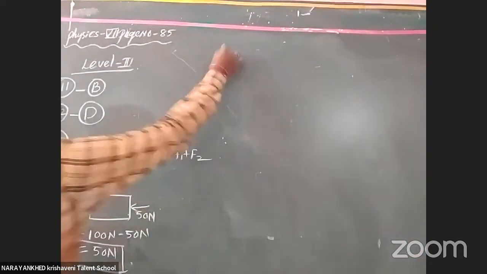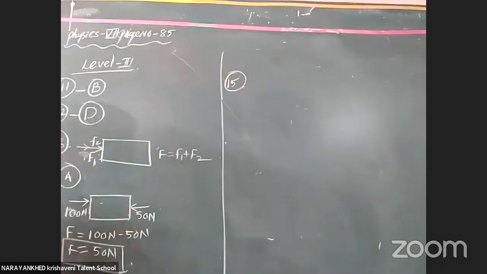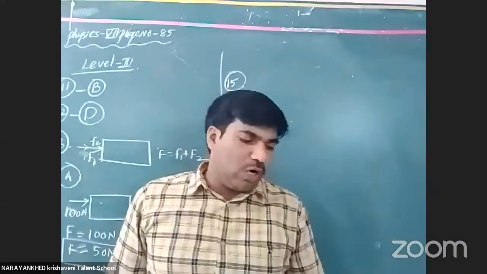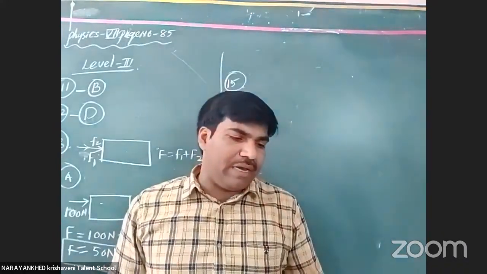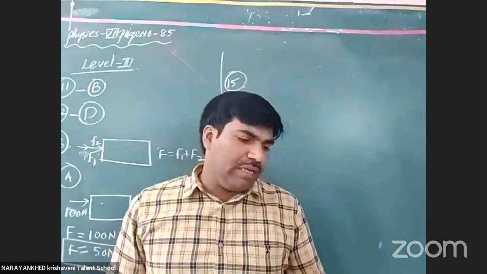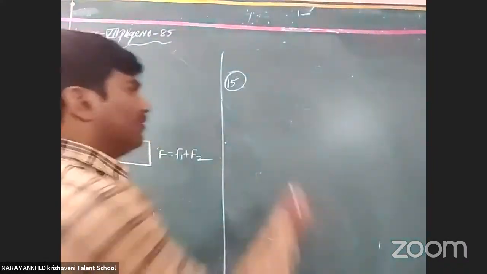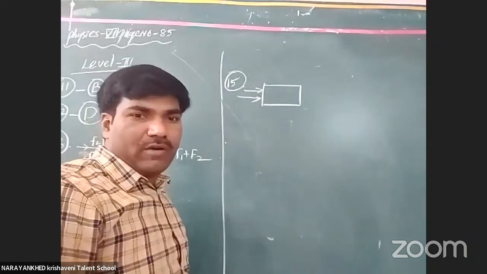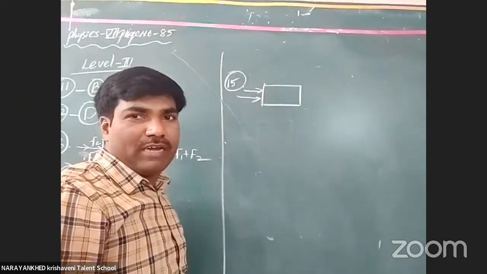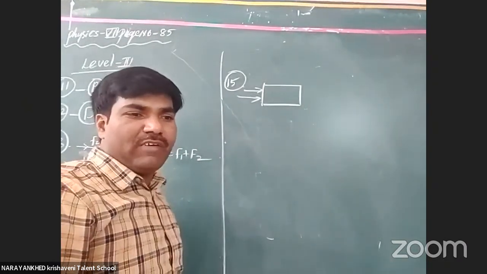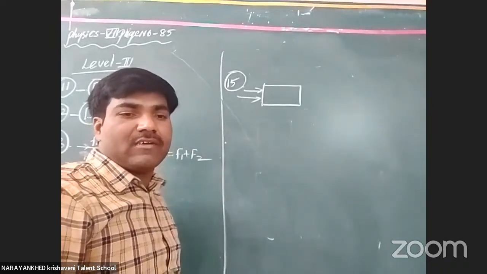Next, the 15th question. What is the 15th question? If two forces of magnitude 10 newtons and 20 newtons are acting in the same direction on the same body, then what is the resultant force of the two forces? Simply draw the diagram. It is actually called a free body diagram, or a forces-on-the-body diagram, FBD. It is very important to draw the FBD for solving all questions related to force.